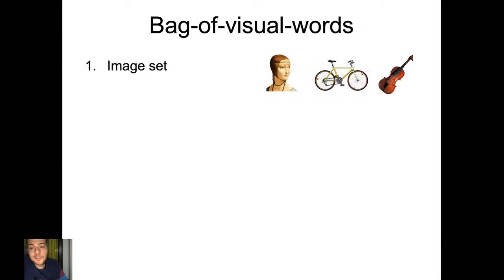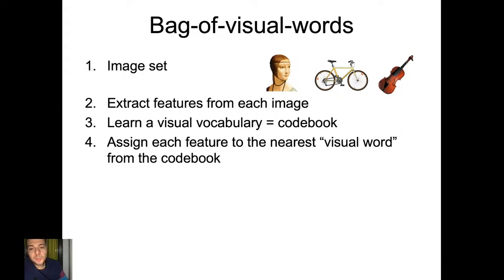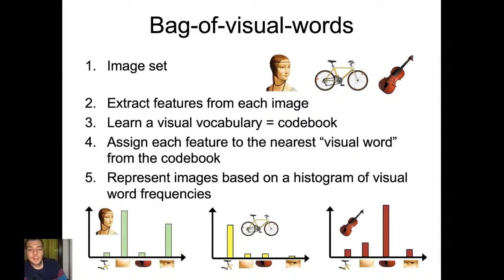represent object parts. So ideally what we want to obtain is to take our image set, to extract features from images, to learn a visual vocabulary or codebook of these object parts, and then we assign each feature to the closest visual word from the codebook. Then we can represent images based on a histogram of the visual word frequencies. So for example, this object will be represented by this histogram.